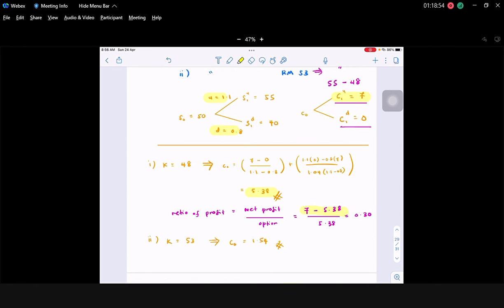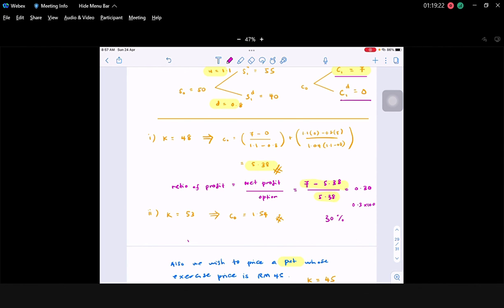Okay, kita akan dapat net profit. Cumanya based on option yang kita bayar, so kita akan dapat ratio of profit sebanyak 0.3. So kita akan dapat profit 30% lah. So 0.3 darab dengan 100 kan. Okay, so based on option ini, so kita akan dapat 30% profit. Okay, so untuk yang kedua berapa ratio profit dia?